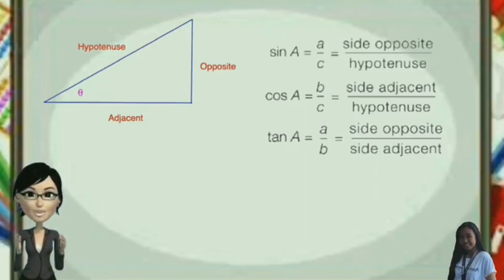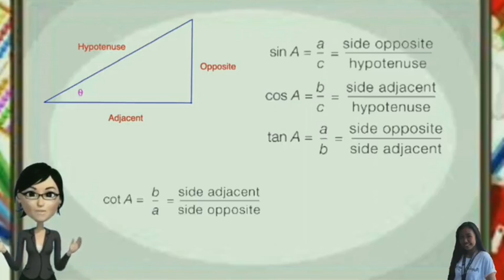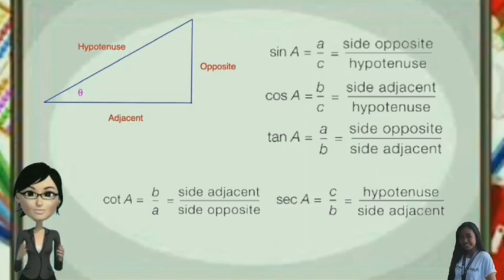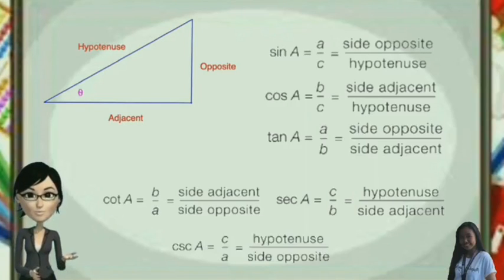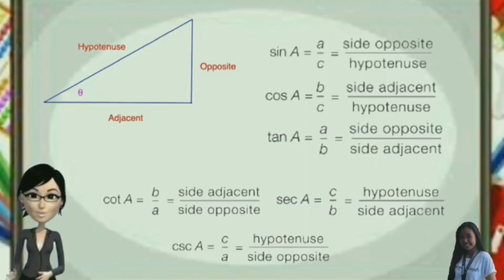Cotangent theta is the reciprocal of tangent, which is adjacent over opposite. Secant theta is the reciprocal of cosine, which is hypotenuse over adjacent, and cosecant theta is the reciprocal of sine, which is hypotenuse over opposite.